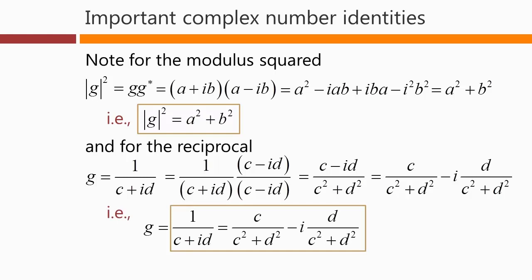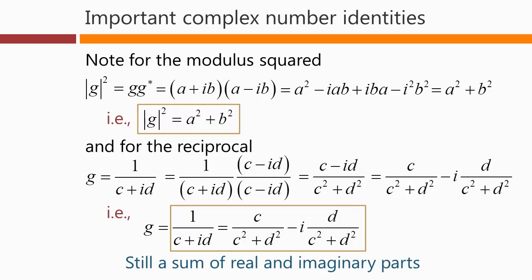So just writing that out, the reciprocal of a complex number can also be written in this same form with the real part and the imaginary part. The imaginary part here is minus this stuff here. Still a sum of real and imaginary parts.